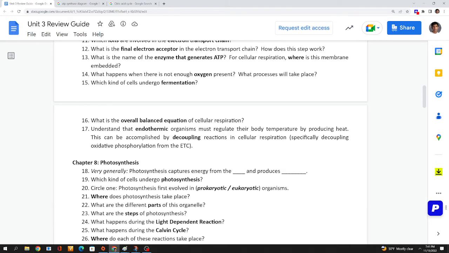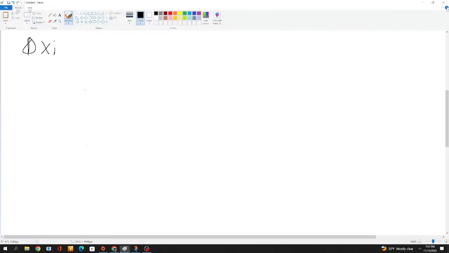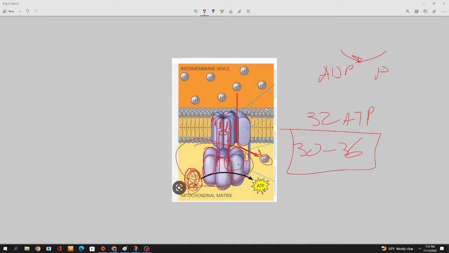For cellular respiration, where is the enzyme embedded? The enzyme is embedded on the cristae. It's called ATP synthase. Super, super important. Know it. Now, next up is fermentation, right? It asks what happens when there is no oxygen present. And that is actually kind of a worrisome thing.